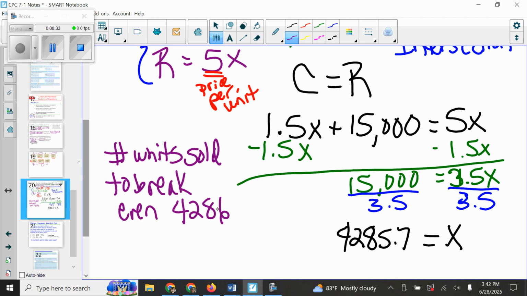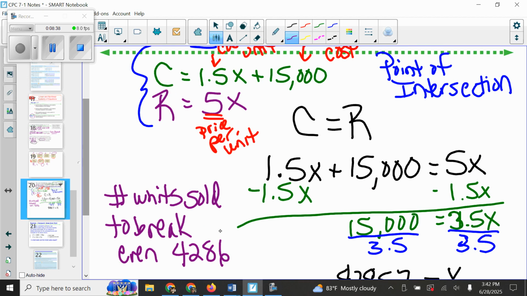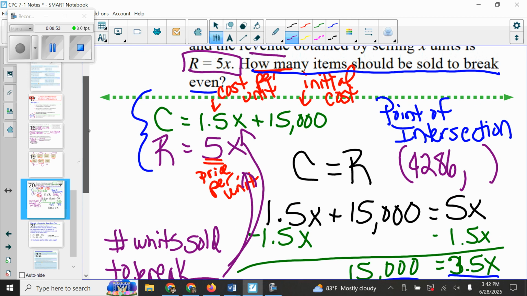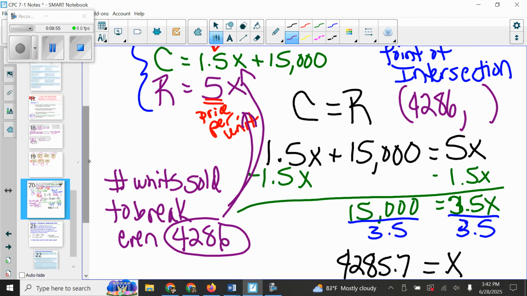You could also figure out what that revenue or cost would be if that happened. So if I wanted to substitute that 4,286 back into either of those equations, remember it's a solution to both, so it's a point of intersection, we could actually figure out approximately what that either cost or revenue would be. Now, they didn't specifically ask us to do that, but we certainly could.